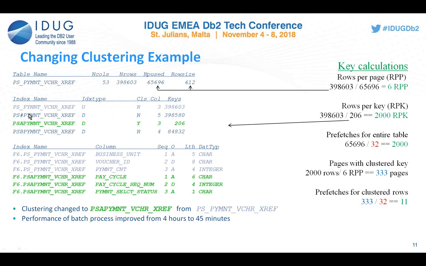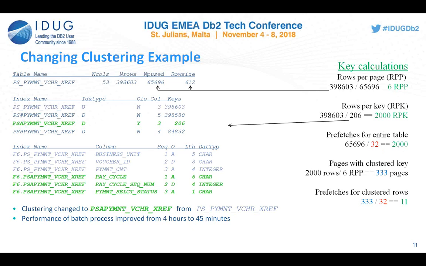Looking at this a little closer, we notice there are 4 indexes on the table. This is a PeopleSoft application at the time. The way they wanted to process the data was in the order of this index here with an A in the third position. There are 200 distinct values on a 400,000 row table. Now, by calculating the prefetches on the entire table, we end up with roughly 65,000 pages divided by a prefetch quantity of 32, to give us 2,000 prefetches.